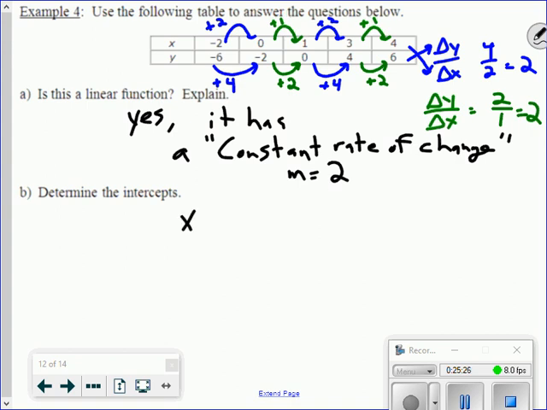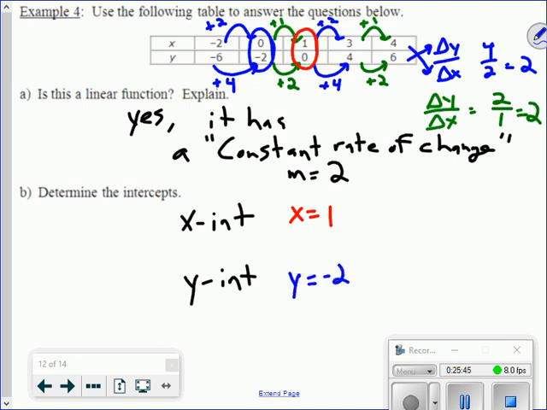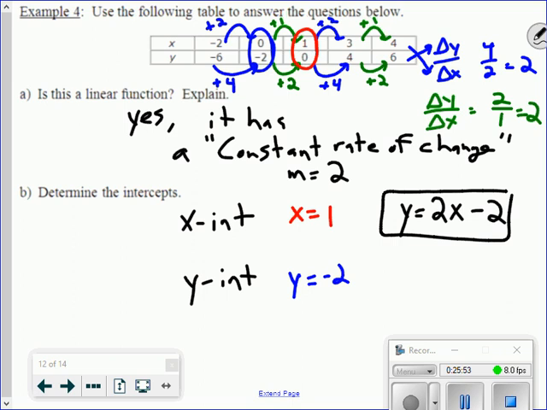All right, and then I need the x-intercept and the y-intercept. So if y is 0, that produces my x-intercept. If x is 0, that produces my y-intercept. So if I was writing out the equation of this, I would have 2x minus 2.